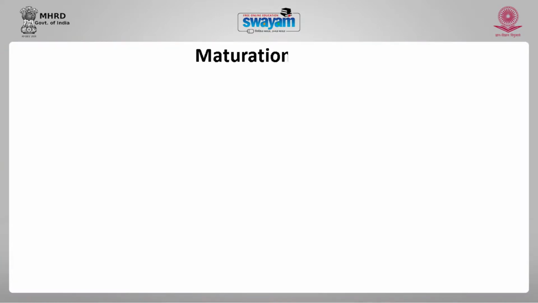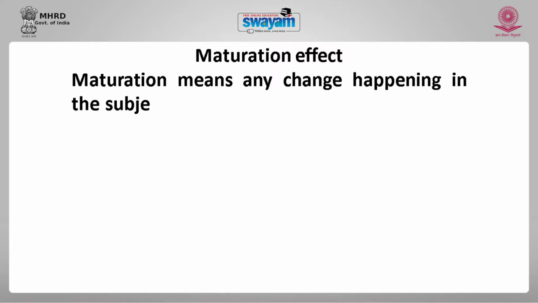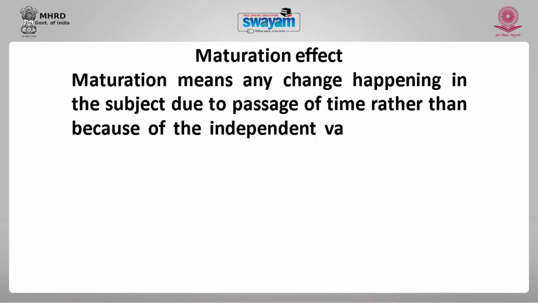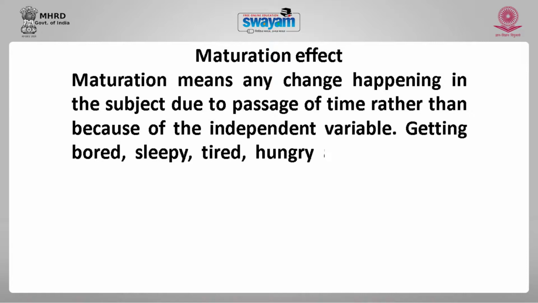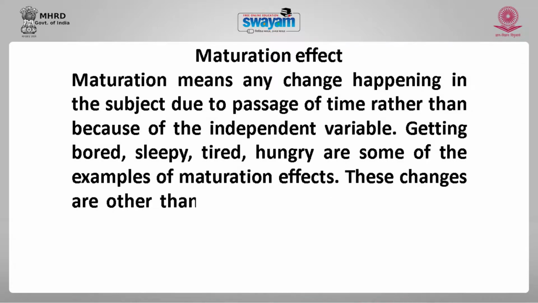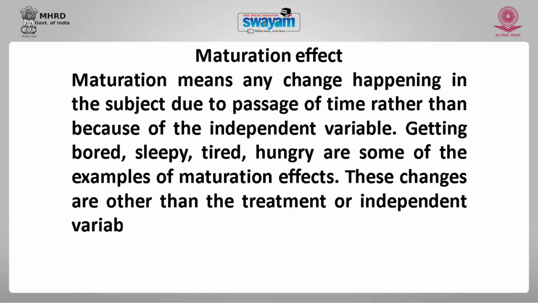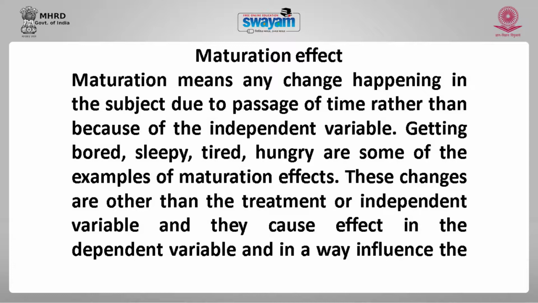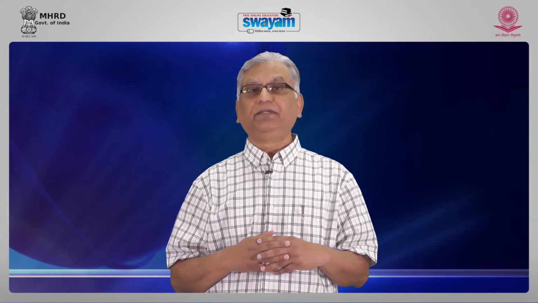The second is the maturation effect. Maturation means any change happening in the subjects due to the passage of time rather than because of the independent variable. Getting bored, sleepy, tired, hungry are some of the examples of maturation effects. These changes are other than the treatment or independent variable and they cause an effect in the dependent variable and in a way influence the outcome of the study. Generally, maturation effects occur in experiments that have a long duration.